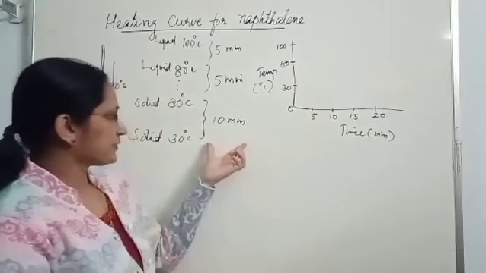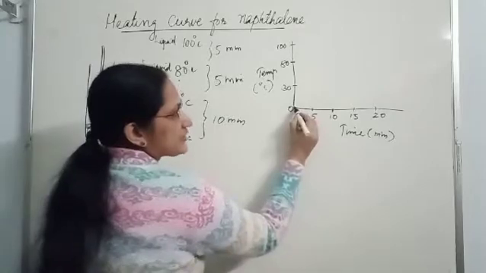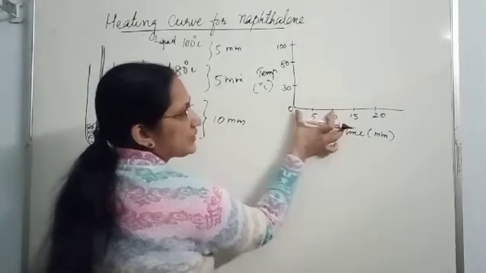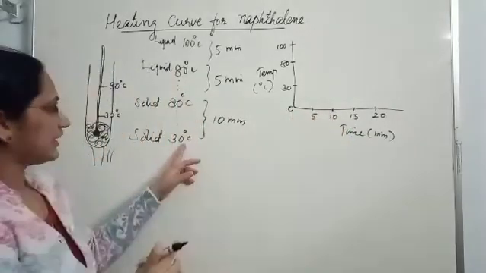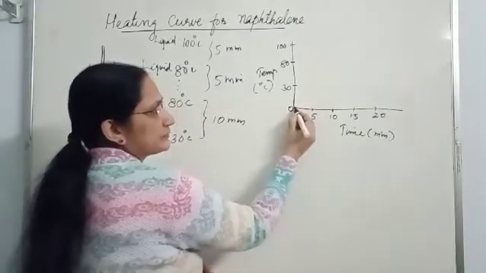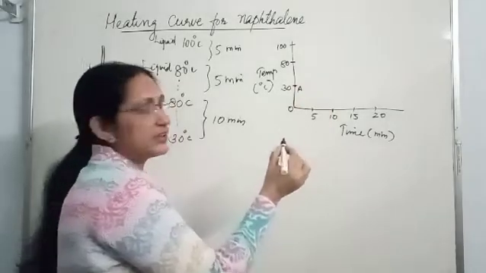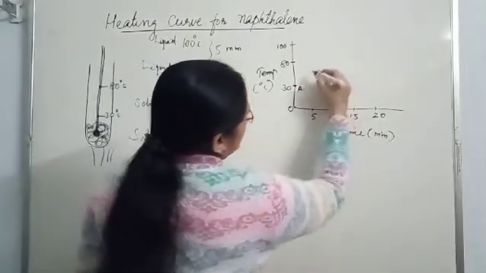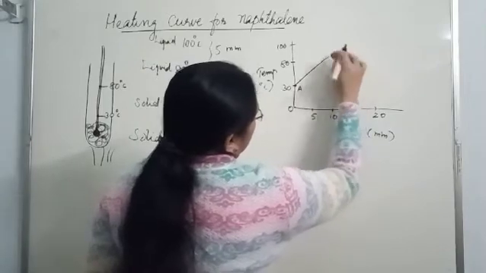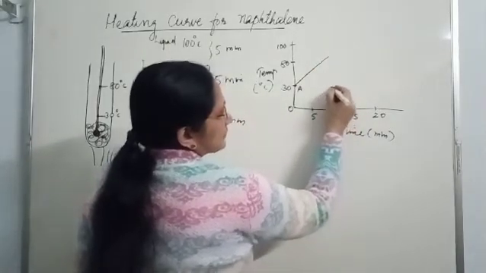So let us start from the first stage of the experiment. First 10 minutes. This is the 10 minutes time. The temperature changes from 30 to 80. At the starting time, temperature is 30. So here is the starting point of the graph. From 30 it starts. It reaches 80 at the end of the 10th minute.